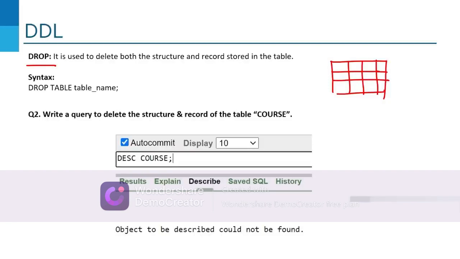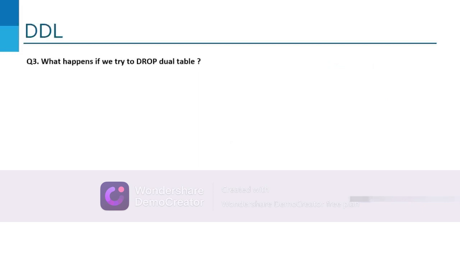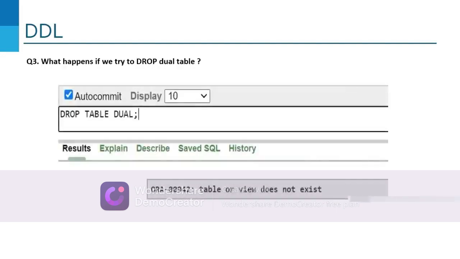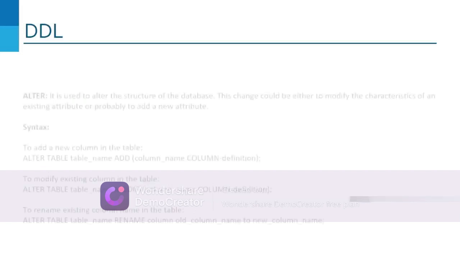Okay. Now let's move to the next one, which is what happens if you try to drop dual table. So this is one of the questions. Dual table is a default table, right? And if you want to drop it, then what will happen? If you want to drop the table dual, table or view does not exist. See, dual table is a default table which is provided by Oracle, right? Now, it is not a particular permanent table. It's just a table from which you can play or which you can practice. So you can't drop dual table.